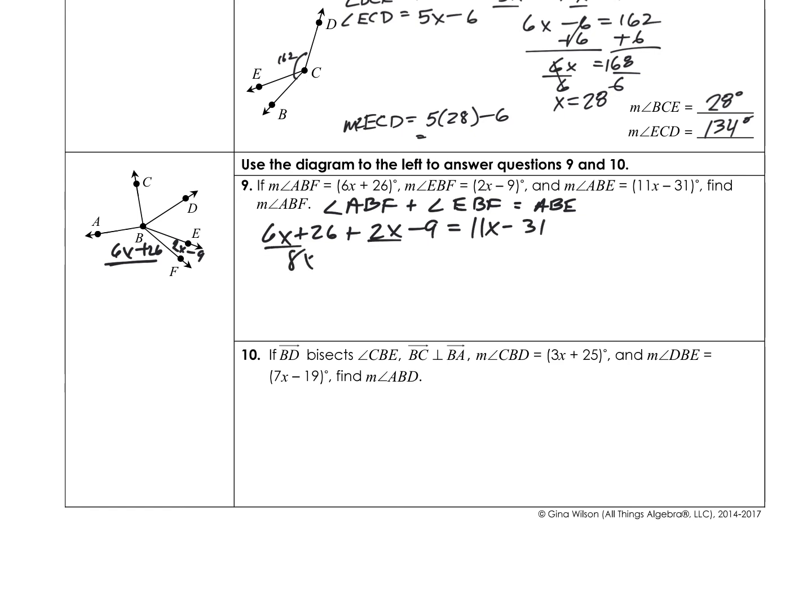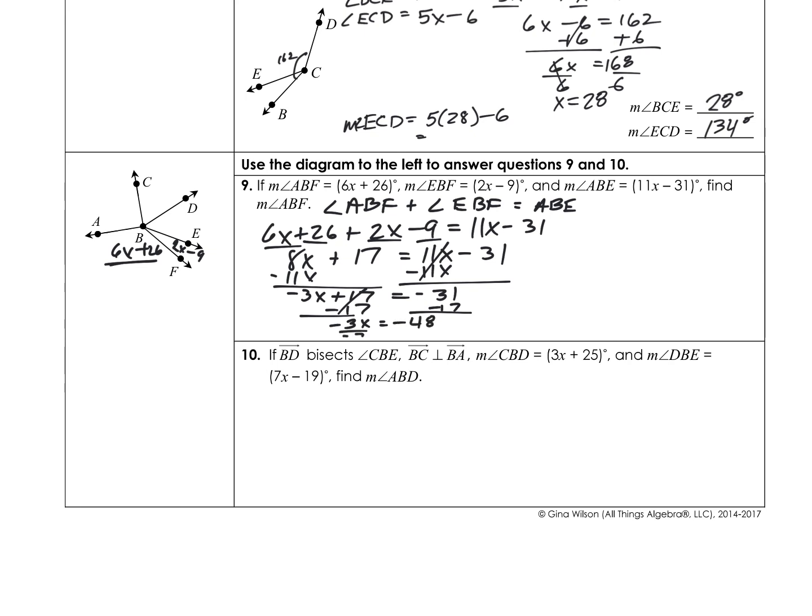Combine like terms, that's 8x. 26 minus 9, 17. Okay, and then equals 11x minus 31. Subtract 11x. And negative 3x plus 17 equals negative 31. Subtract 17. Negative 3x equals negative 48. Divide by negative 3. x equals 16.